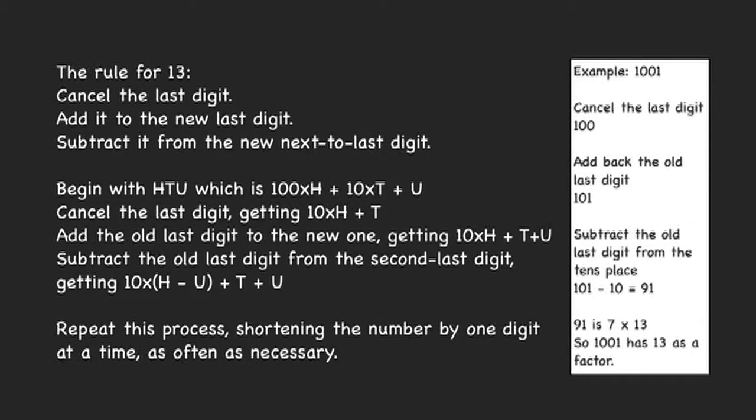The rule for 13. Cancel the last digit, add it to the new last digit. Don't subtract, add. But you subtract it from the new next to last digit. Begin with the number HTU, which is 100 times H plus 10 times T plus U. Cancel the last digit, getting 10 times H plus T. Add the old last digit to the new one, getting 10 times H plus T plus U. Subtract the old last digit from the second last digit, getting 10 times quantity H minus U plus T plus U. Repeat this process, shortening the number by 1 digit at a time, as often as necessary.